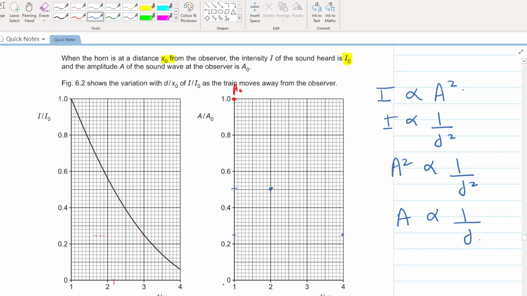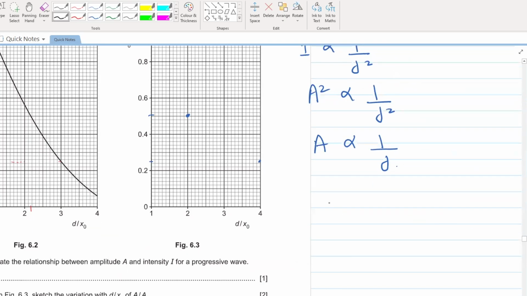You can say as, amplitude doubles, or you can say as distance doubles. As distance doubles, amplitude will become half. As distance becomes 4 times, amplitude will become 1 over 4 times. That's what I have done here.